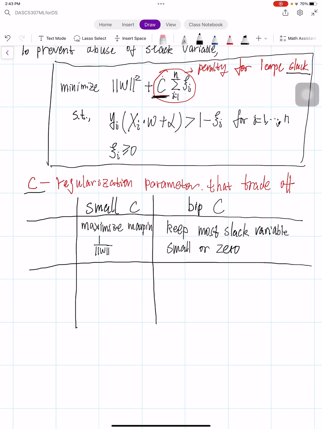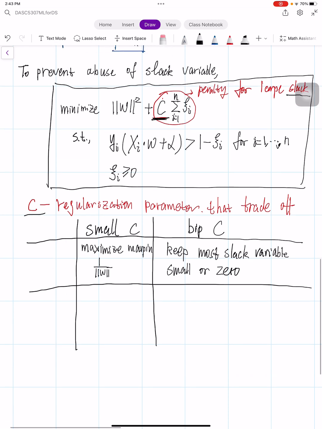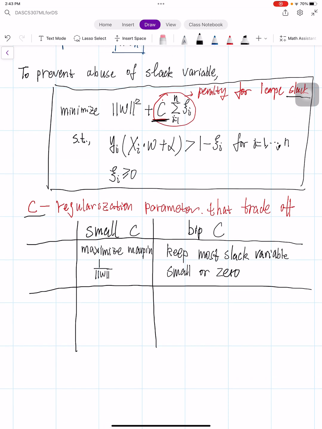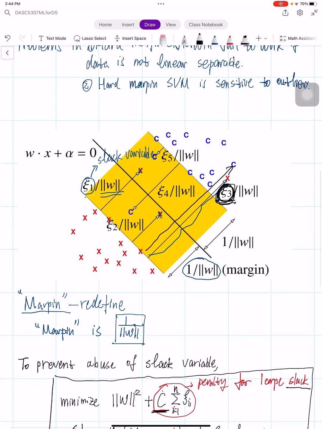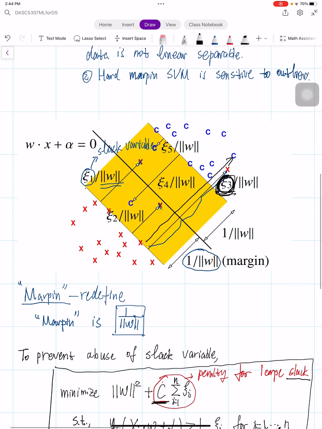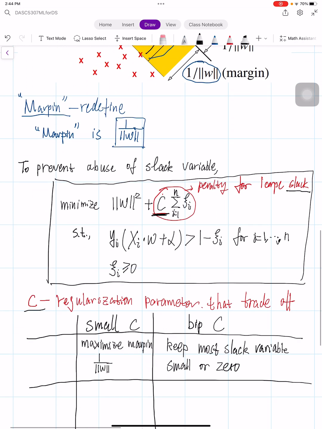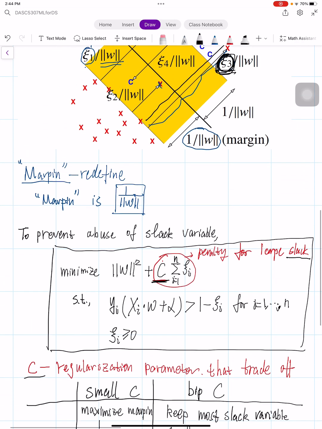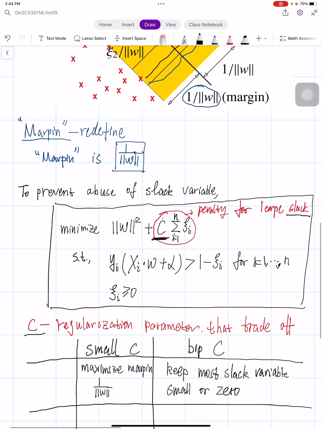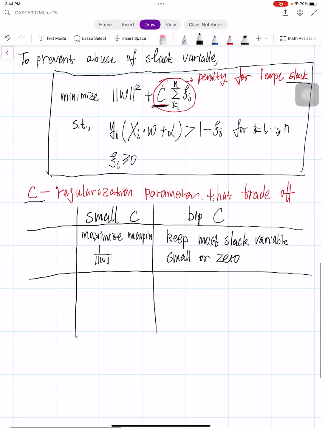When you have a small C, you give a small penalty for variables that cross the margins. So in other words, you're going to have a very large margin, and so you could have underfitting of the data.